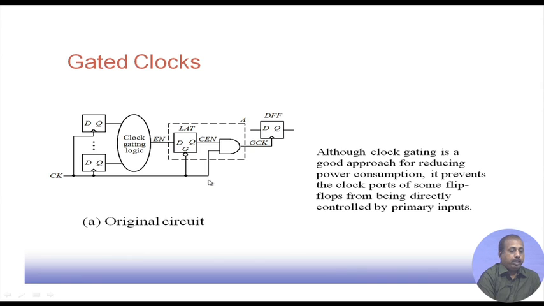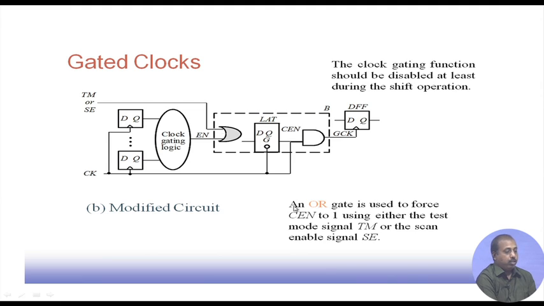This is a popular approach for reducing power consumption as it prevents the clock ports of some flip flops from being directly controlled by the primary input. However, it has a difficulty, because during shift operation there may be a problem. The clock gating function should be disabled at least during the shift operation. So, how do we do this? By using this test mode or this shift enable mode signal, or this enable signal.